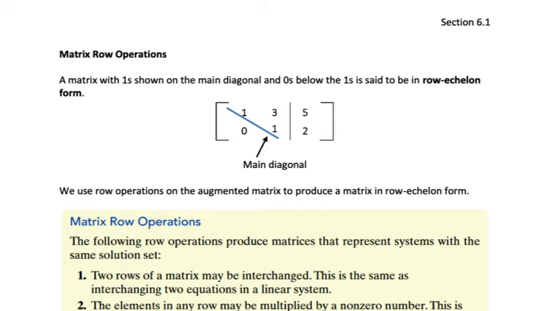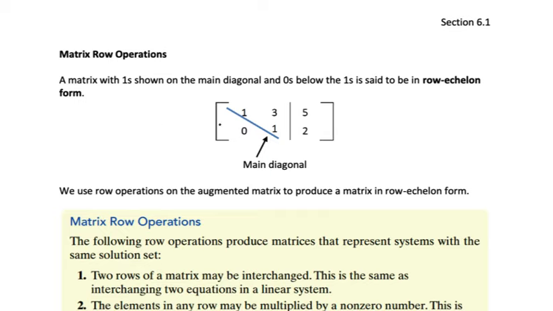In this video for section 6.1, we're going to talk about matrix row operations. When we're solving a system of linear equations using a matrix, what we need to do is put the matrix into something called row echelon form.